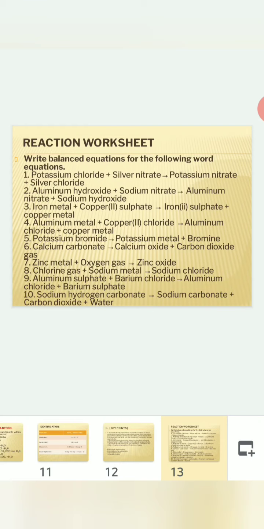So these are the word equations. You have to convert them into symbolic form and you have to balance the chemical equations.